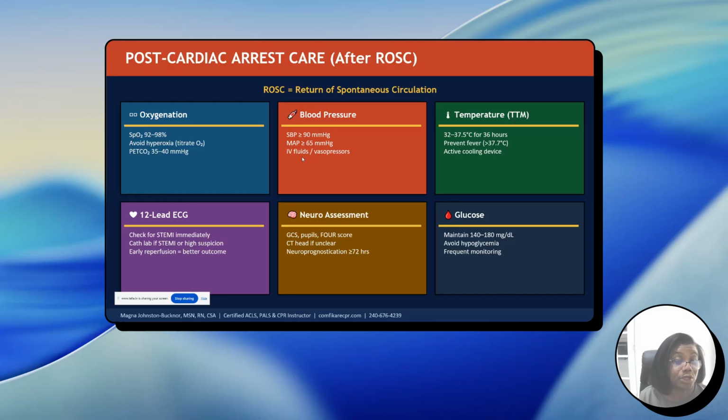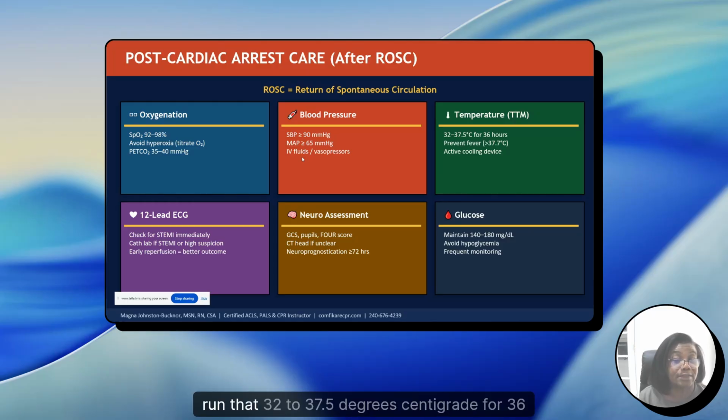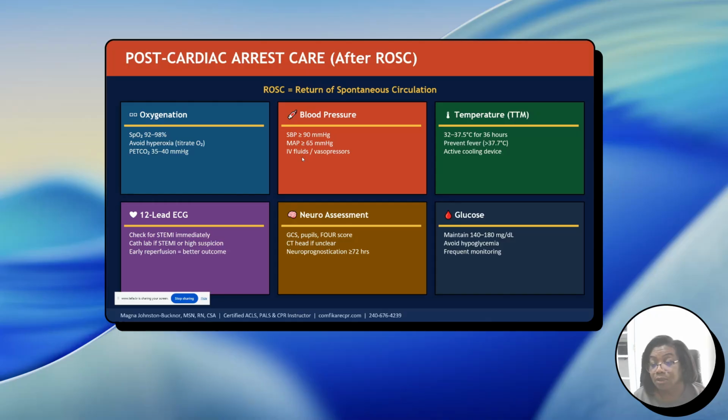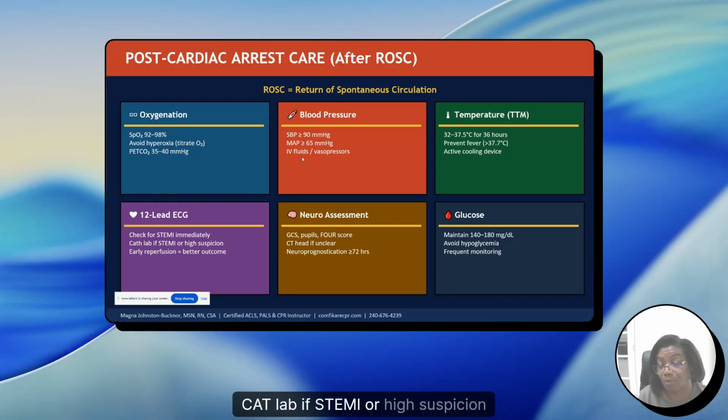Targeted temperature management: we are going to run that 32 to 37.5 degrees centigrade for 36 hours. You want to prevent fevers greater than 37.7 degrees centigrade and avoid an active cooling device. Now, 12-lead ECG. Check for STEMI immediately. Cath lab if STEMI or high suspicion. Early reperfusion has a better outcome.